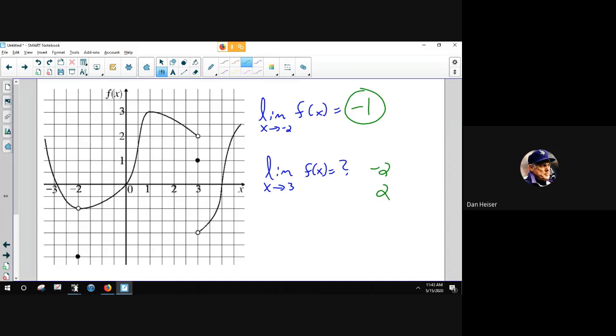So what do we do? We have a limit of a function when x is going to 3. They don't agree with each other. So what do we do then? Don't worry, we will continue this in our next video.